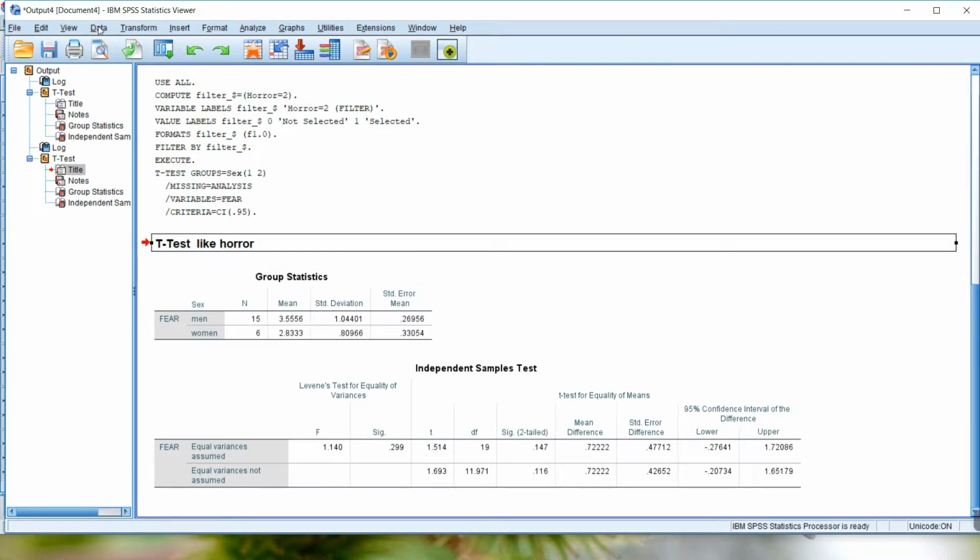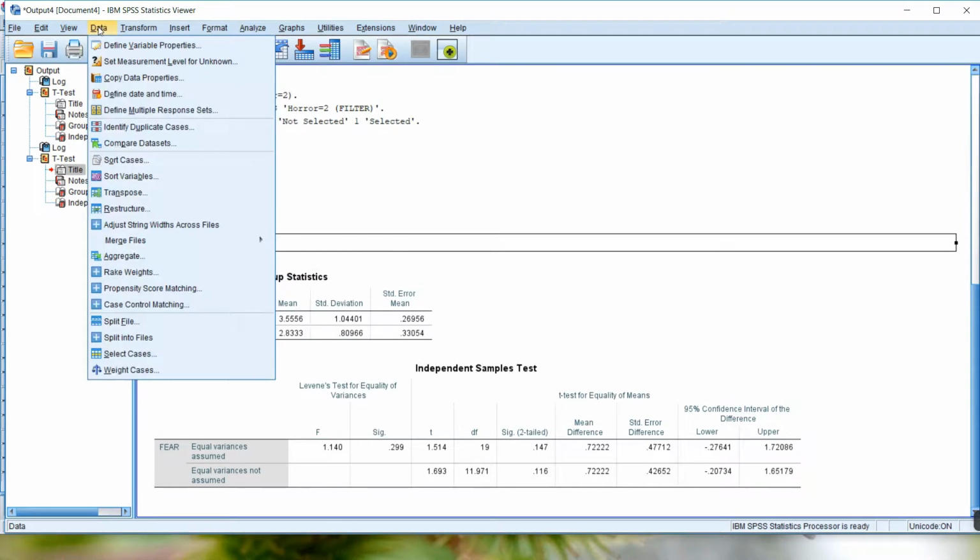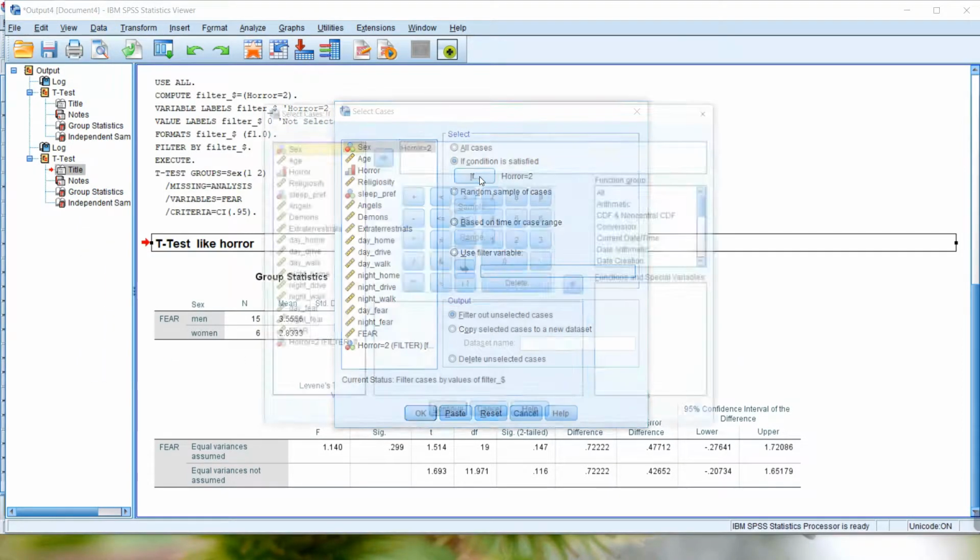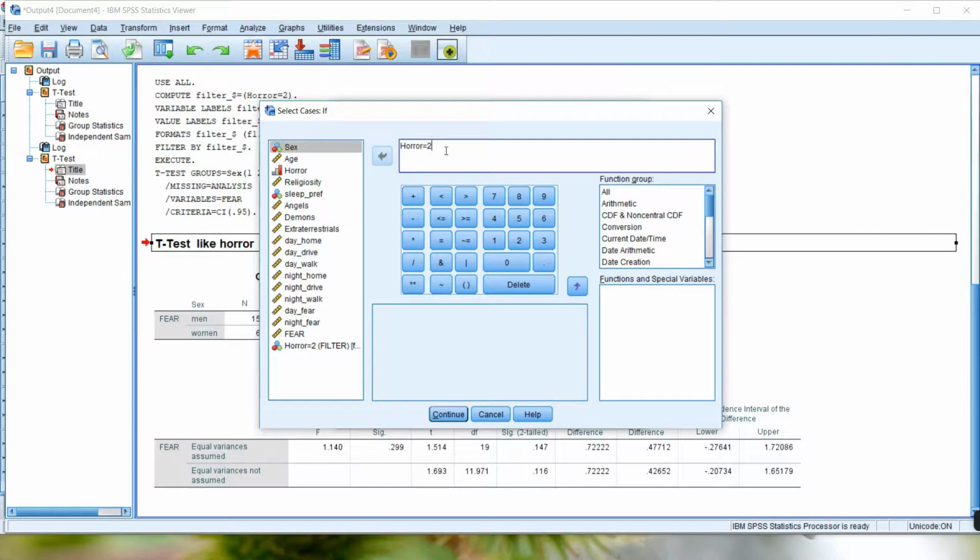All right, so now we are going to select people who hate horror movies because we did love and like. So you go to data, then go right down to where it says select cases, the big if, and this time horror is 3.